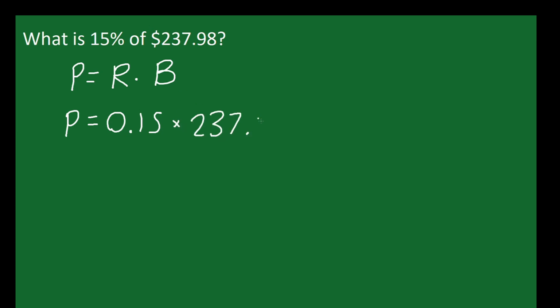Now, let's use that portion formula down here in this question. It says, what is 15% of 237.98? So the way I read this is, because it's 15% of this, this is your base. This is your total amount, right? So what I'm looking for is the portion, right? The portion is equal to the rate times the base. So the portion is equal to 0.15, that's the rate, multiplied by the base, which is 237.98.